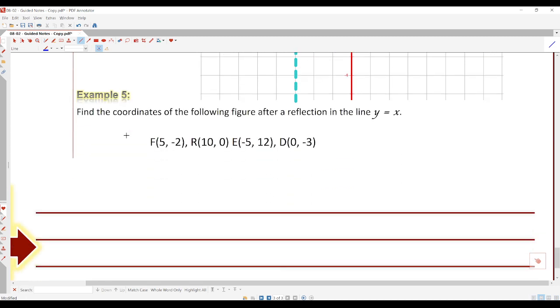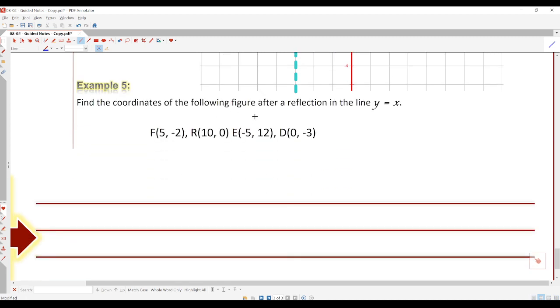Let's take a look at this last one. Find the coordinates of the following figure after reflection in the line. Okay, so here's y equals x. So this is the rule where it says any point, all you do is switch the x and y coordinates. So what would F prime be if we just switched the x and y coordinates?